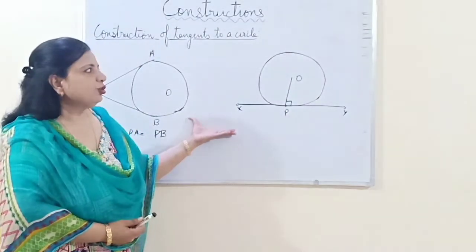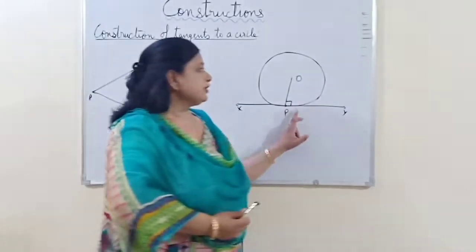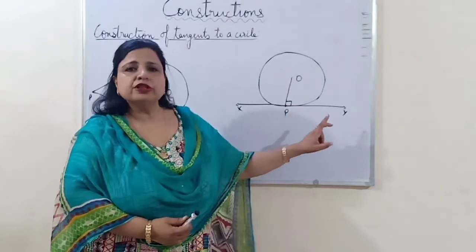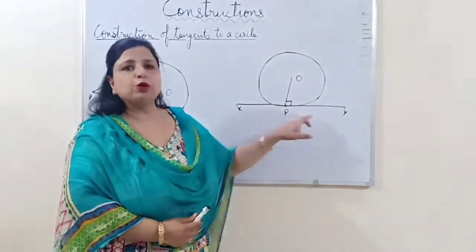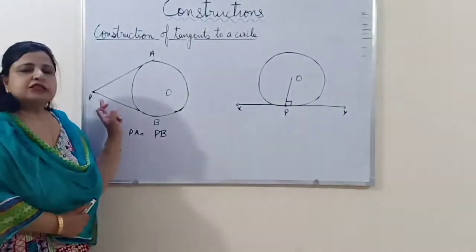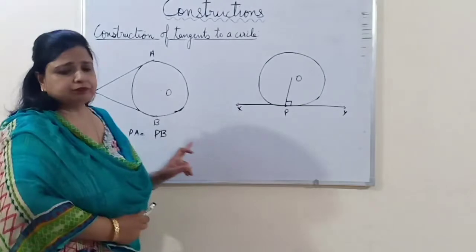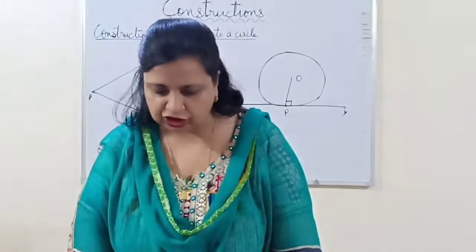Let me repeat the theorem once again. The tangent at any point of a circle is perpendicular to the radius of the circle through the point of contact. And second, length of the tangents from an external point to a circle are equal. Now let us come to construction now.